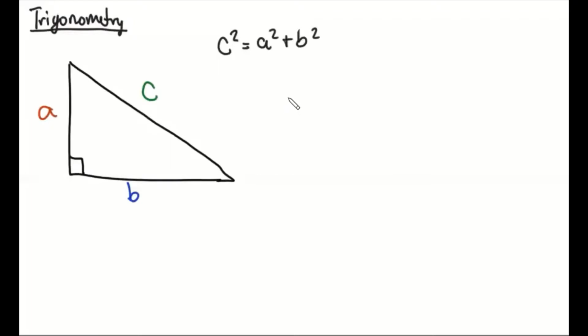Now, I want to do another example. Let's take this triangle right here. So this side is equal to 3. Here's our right angle. And this side is equal to 5. We want to know what this side is.